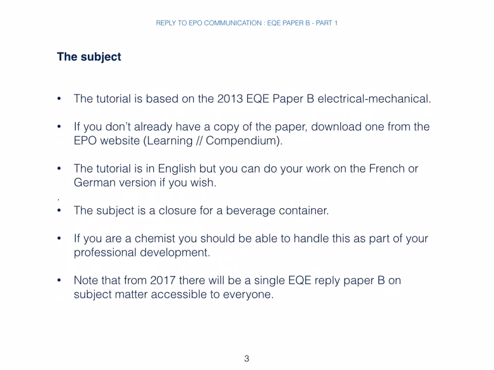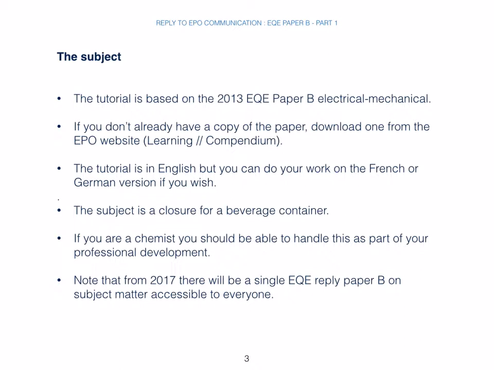As I said, the tutorial is based on 2013 EQE Paper B EM. If you don't already have a copy of the paper, download one from the EPO website under the captions Learning and Compendium. The tutorial is in English, but you can do your work using the French or German papers if you wish. The subject is a closure for a beverage container. If you are a chemist, you should be able to handle this subject matter as part of your professional development. And you should note that from 2017, there will be a single EQE reply paper B on subject matter accessible to everyone. So if you're a chemist preparing for the 2017 B exam, this is going to be good practice.